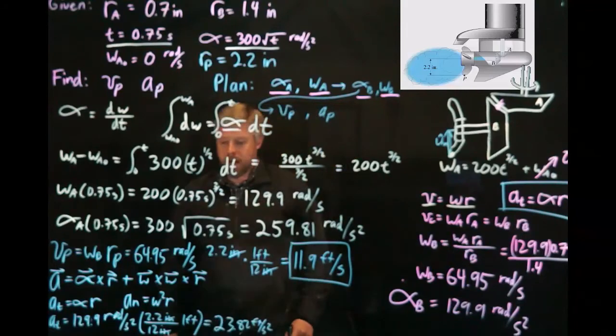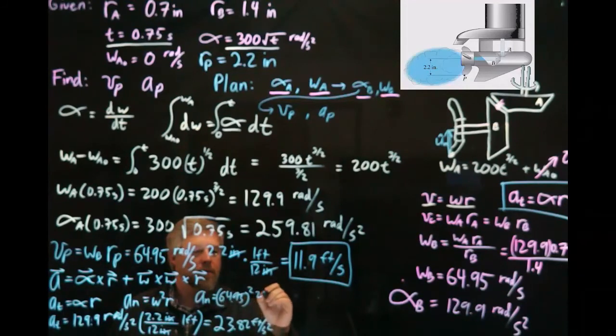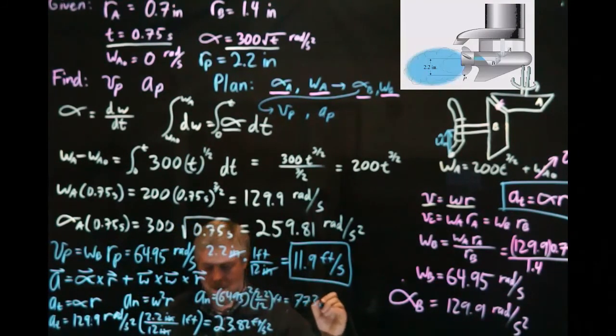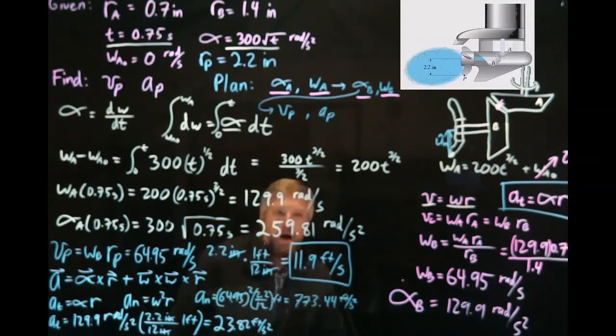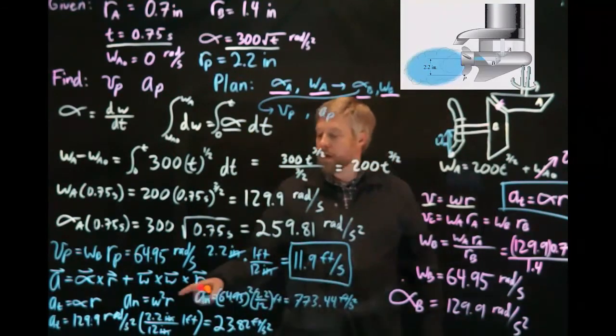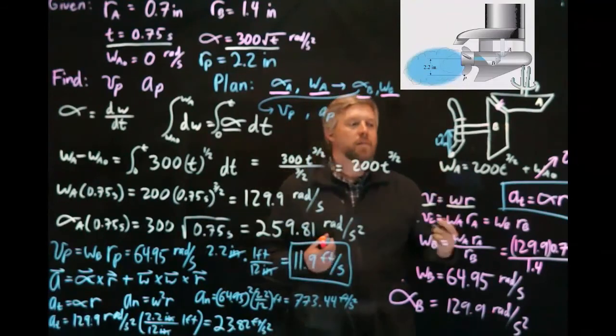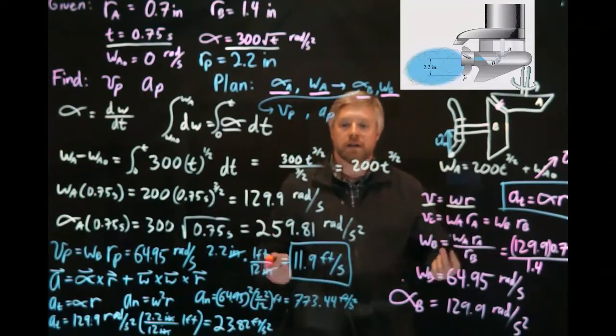Our AN is omega squared r. So our AN is going to be equal to omega, which is 64.95, squared, times r, 2.2 over 12 feet. We end up with 773.44 feet per second squared. Interestingly, and as you probably would have guessed, the component of normal acceleration is much higher than the component of tangential acceleration. The reason for that is the propeller is starting to spin faster, but the centripetal acceleration that it feels is a much higher component.